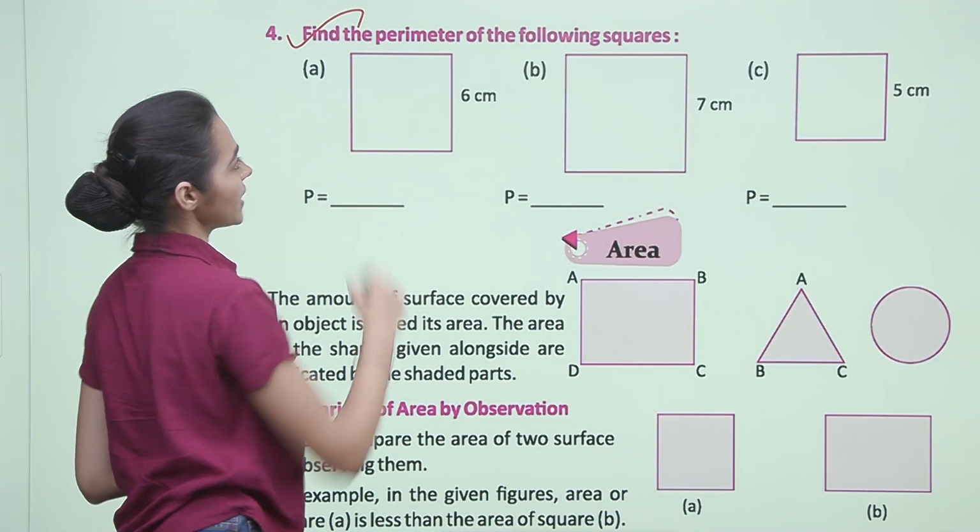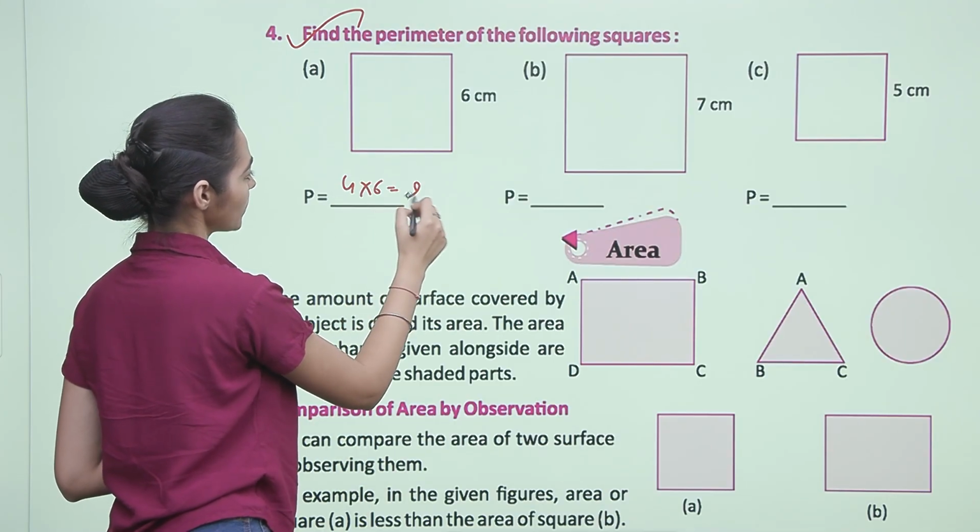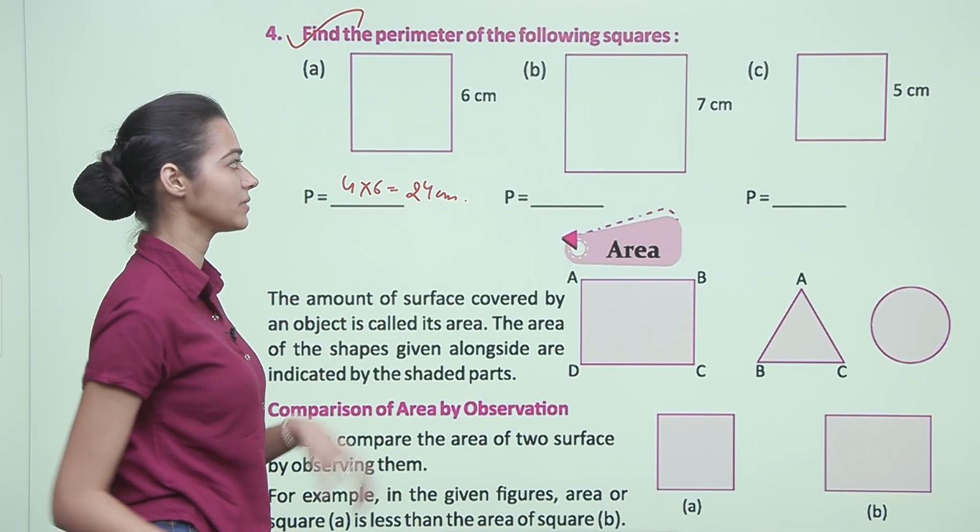In the next one we have to find the perimeter of the following squares, that is 4 into 6, that is 24 centimeter. That's how you can complete the remaining part.